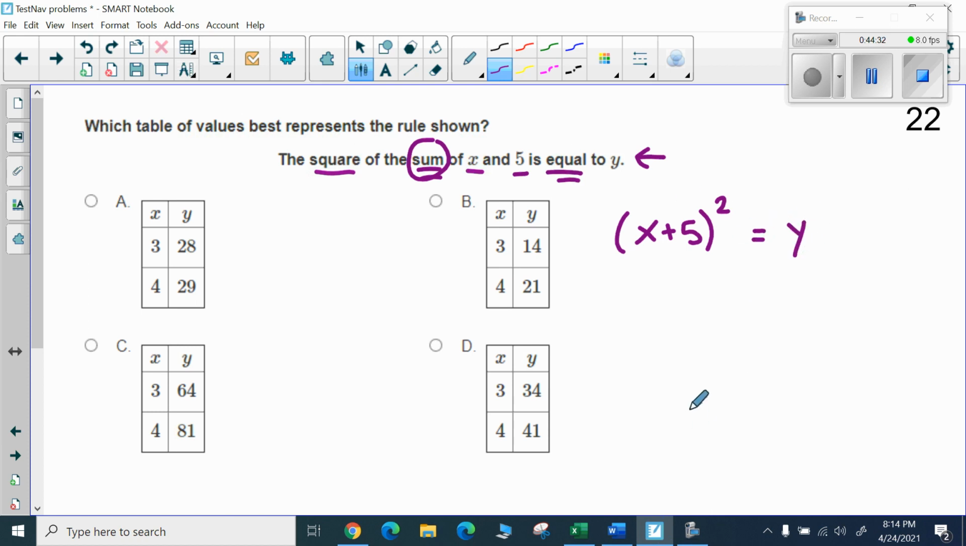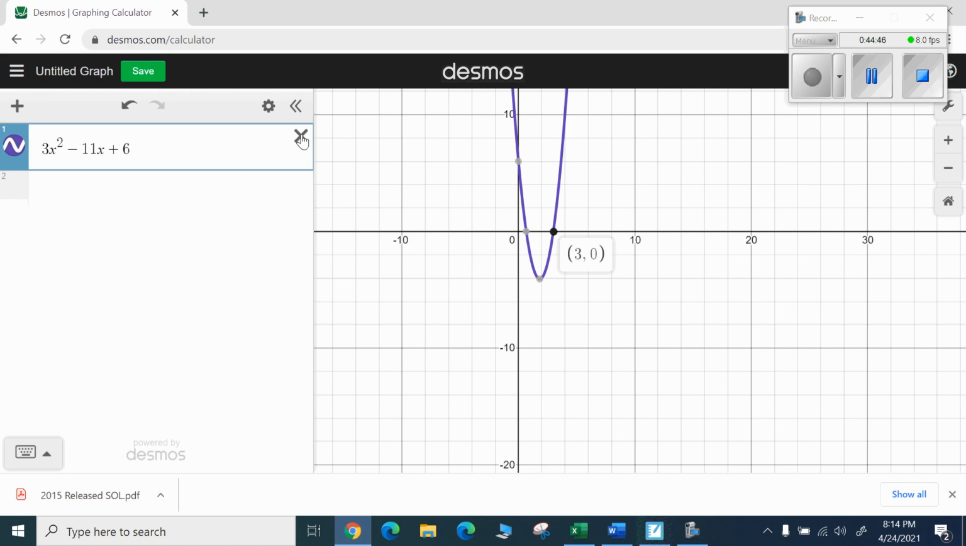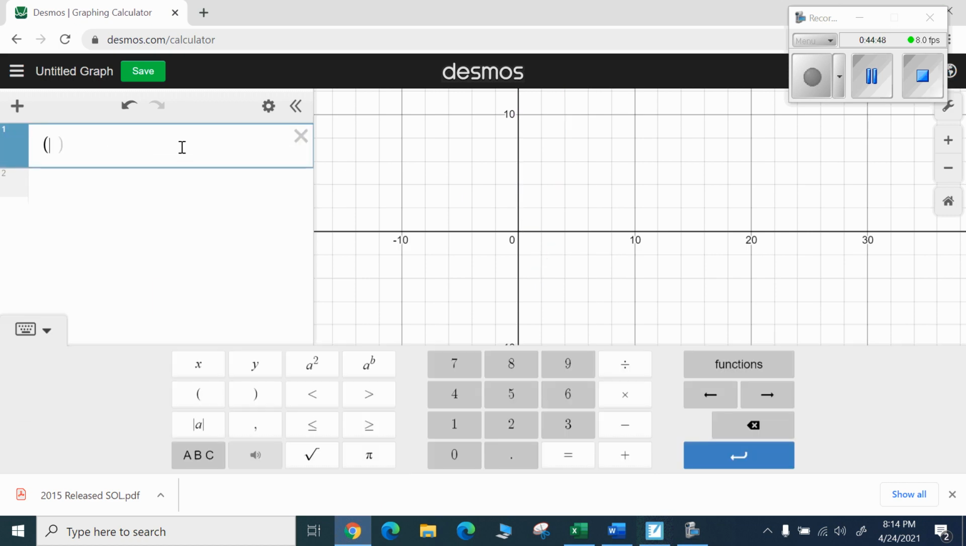All right, so then all we have to do is put in our x numbers, 3 and 4, and see what y number comes out. So again, you can do this by hand or put it in Desmos. We're going to put in x plus 5 squared. Let's type that in. For this, I don't really care what the graph looks like. I just want the numbers, right? So if I put in 3, I get 64.